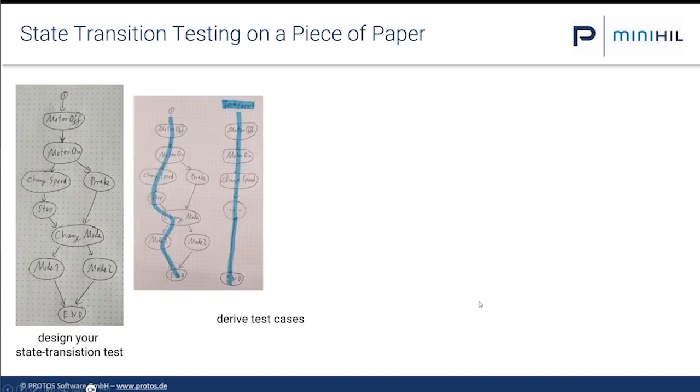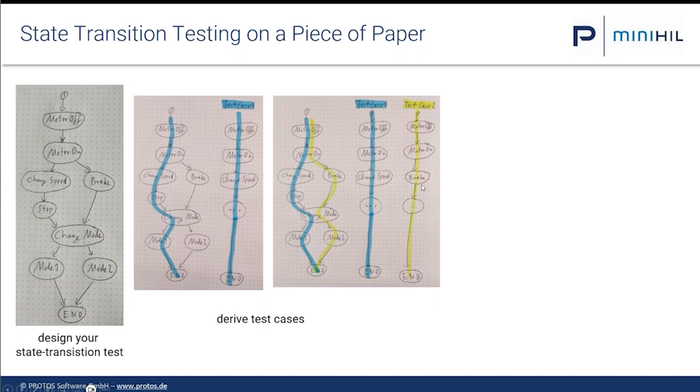So first of all, we derive test cases. Test case 1 would be from initial to end, taking this path, the blue path here. And as you can see, we have not covered those 2 states with their transitions. So when the motor is on, we also want to test the brake. That's the second test case. So now we have covered all the paths for all the transitions and all the states.